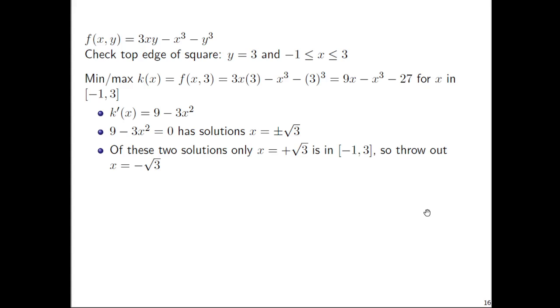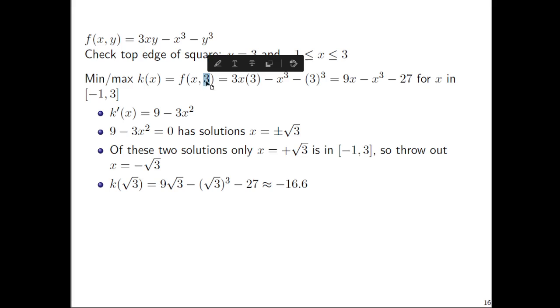Of these solutions, though, here's the thing, x equals negative root 3 is not in the interval we need. So just throw out x equals negative root 3. We only need x equals positive root 3. We would have done this in Calc 1 as well, if we're looking only at x values between negative 1 and 3. So then, let's compute what the z value is at this x value. So, plug in, we're still plugging in 3 for y, but now plug in root 3 for x. And sorry for the calculator work, but this ends up being approximately negative 16.6.